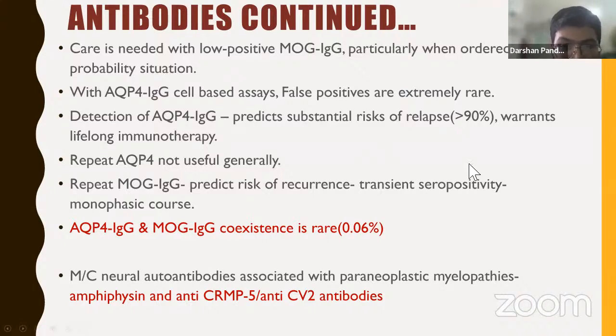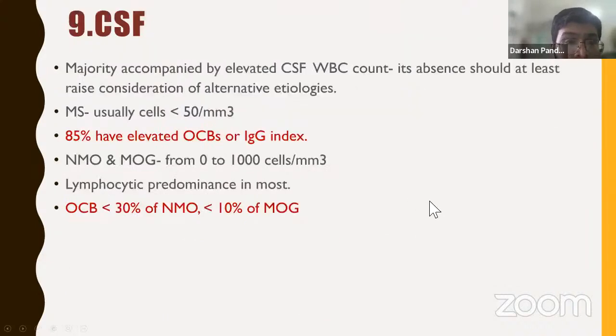Repeat MOG predicts the risk of recurrence. If there is transient seropositivity, it's monophasic. If it is recurrent, then the disease is quite resistant. NMO and MOG coexistence is quite rare, at 0.06%. And in paraneoplastic, amphiphysin and anti-CRMP5 are common antibodies.